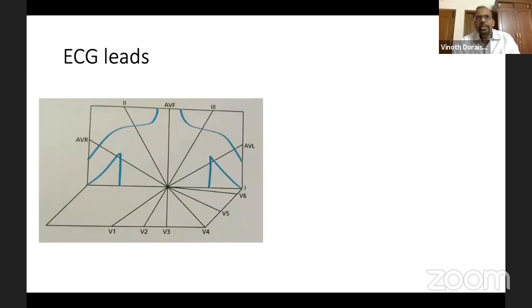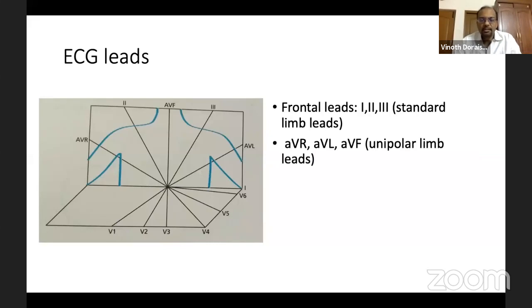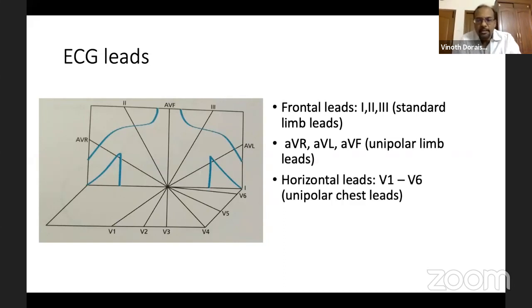So when we come to the leads, we have frontal leads and we have horizontal leads. Frontal leads, we actually have 6. We have standard limb leads, which is lead 1, lead 2, and lead 3. And we have augmented unipolar limb leads, which are AVR, AVL, and AVF. And when coming to the horizontal leads, we have unipolar chest leads. We can see over here, V1 to V6.